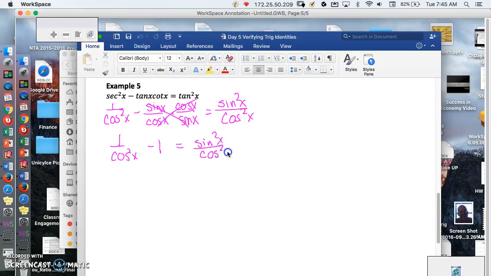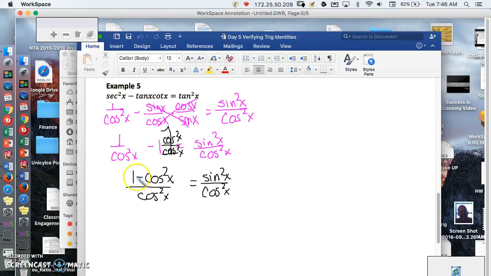So now what I notice here is I have 2 terms on this side and only 1 here, so we have to make a common denominator here, and it's cosine. So I could rewrite this one, because that's just a big number 1 right there. So now we have a common denominator, and our numerator would be 1 minus the cosine squared of x over the cosine squared of x, sine squared of x over cosine squared of x.